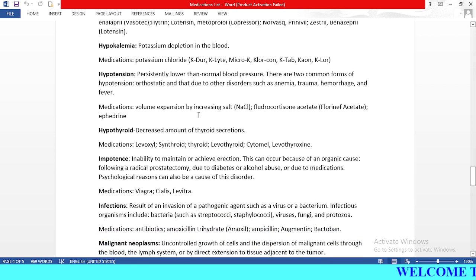So next one, hypokalemia, potassium depletion in the blood. So reduction in the potassium. Medication: potassium chloride.